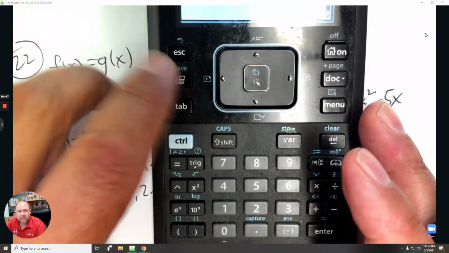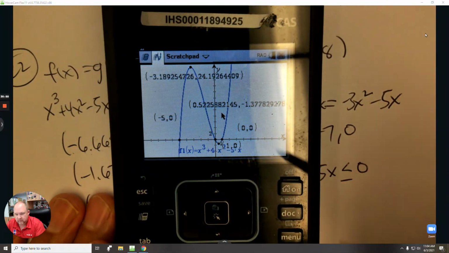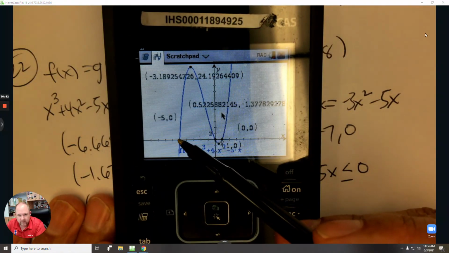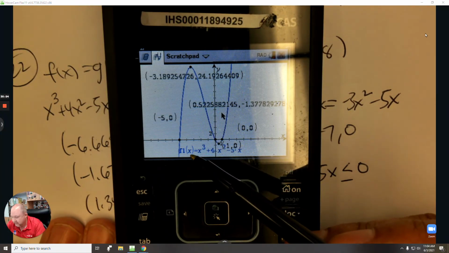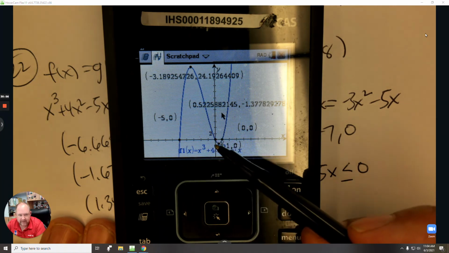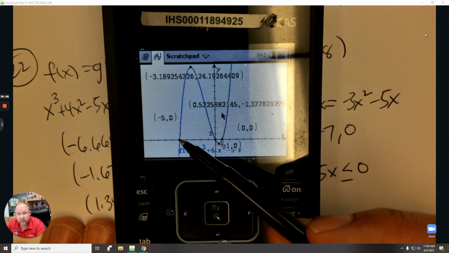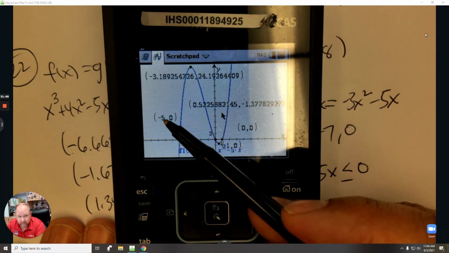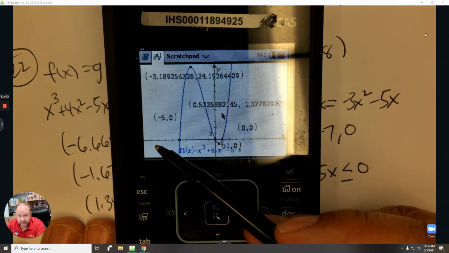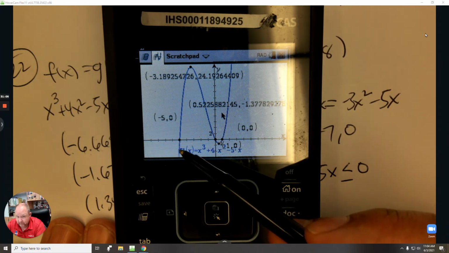So if I look off this graph that we did to begin with, that's what that is. Where is this graph less than or equal to 0? It's when it's below the axes. So to create the intervals, we actually need the x-intercept. So the first one is from negative infinity up to negative 5, it's below.